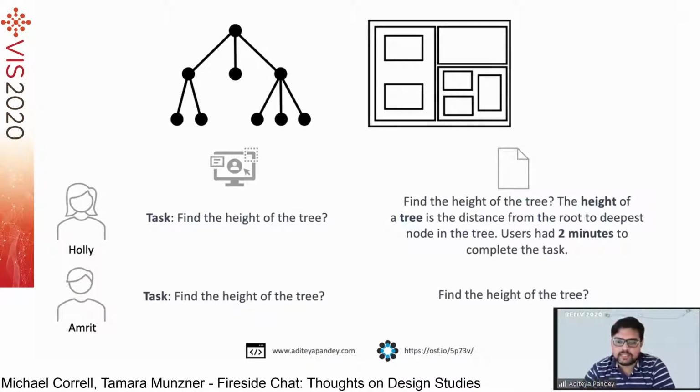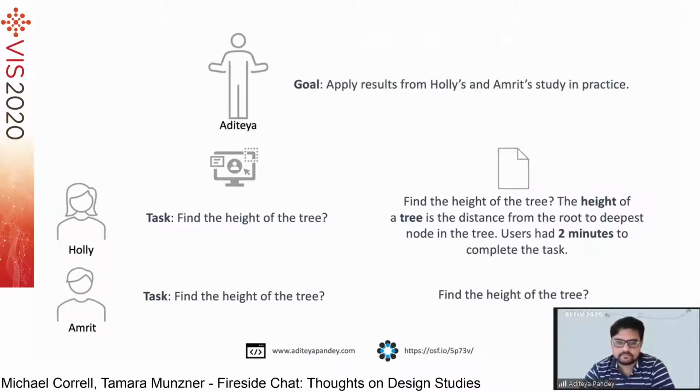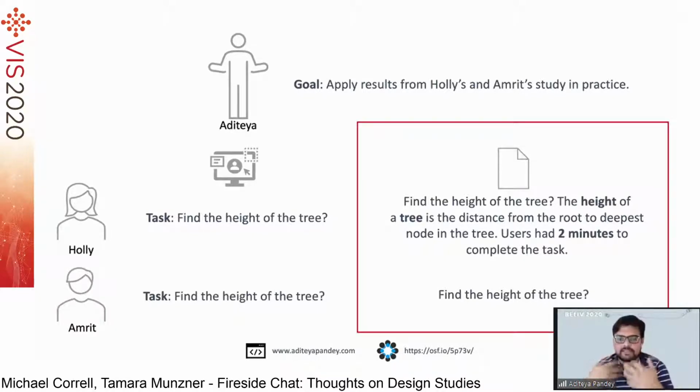Holly reports the task, but in addition to the task, she also describes what was the definition of height of the tree and some additional information like how many minutes users had to complete the task. However, Amrit just reports the task as he asked in the study. Let's imagine there's another character in the story, Aditeya. He wants to study the results from these 2 amazing evaluation papers and use it in practice. However, when he looks up the task descriptions in the paper, he realizes that it's not easy to compare these 2 tasks because of the variations they have in the way they've been phrased.